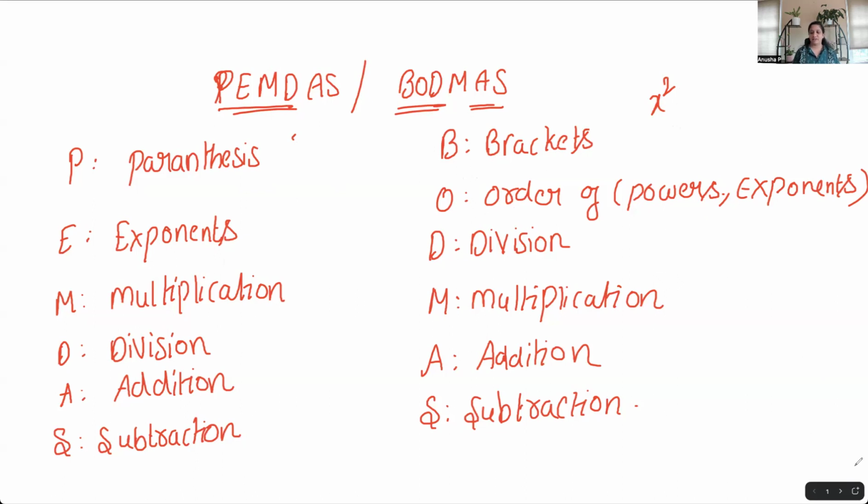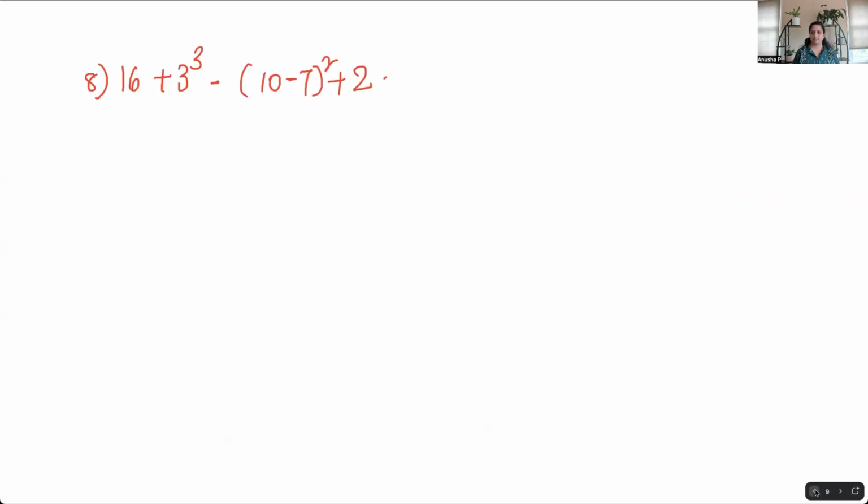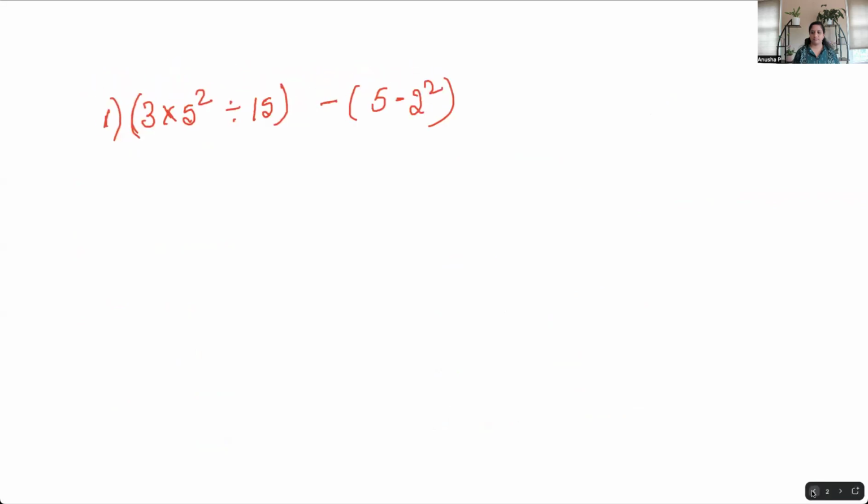So let me start with a few examples. The first example is 3 times 5 square divided by 15 minus (5 minus 2 square). The first step is to solve the parenthesis. But in the parenthesis, you have many other numbers, so we will do it from left to right.